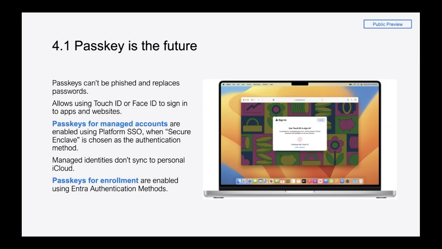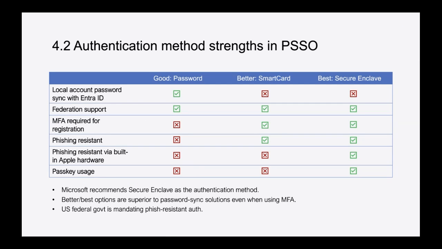A big thing here is that the identities are not syncing to personal iCloud. One of the real issues that we've had with Mac over the years has been having enterprise data caught up in personal iCloud, so often we have to disable iCloud entirely. And passkeys are great. With the managed payloads that we have in Intune, we can control where those passkeys get stored, and that is great, right? It allows us to make use of those, and we don't have to switch off iCloud.